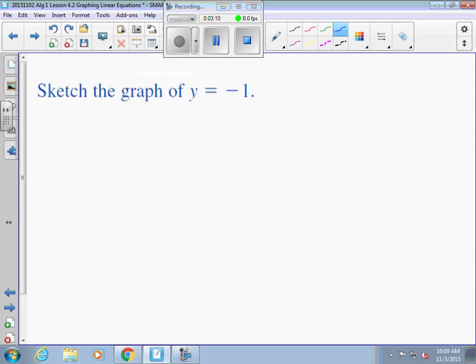Right next to it, sketch this one. y equals -1. Just take about 20 seconds to sketch it. You don't have to be pretty. Just do it right next to it.